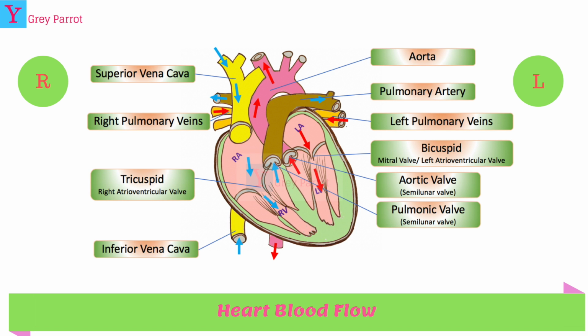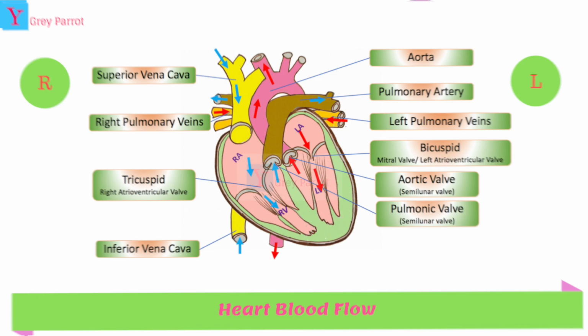Our left atrium will send the oxygenated blood to our bicuspid, and our bicuspid will pass it to our left ventricle. Our left ventricle also pushes the oxygenated blood to our aorta through the aortic valve, and our aorta will send all the fresh blood to our body.